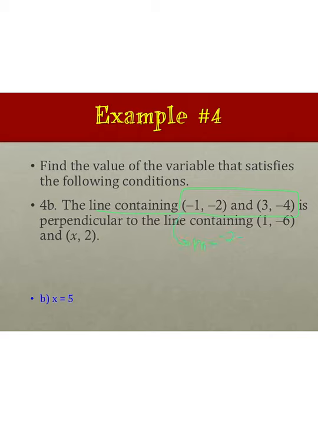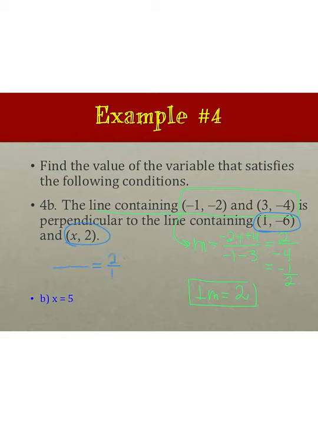So -2 minus -4 over -1 minus 3. This is going to equal 2 over -4, so -0.5. All right, but my line is perpendicular to this one. So the perpendicular slope is the opposite reciprocal. So it's going to be 2. Now I take this 2 and I'm going to use it with these 2 points and do what we did in the previous problem. So I set up a proportion. I know this equals 2, and I'll put it over 1.